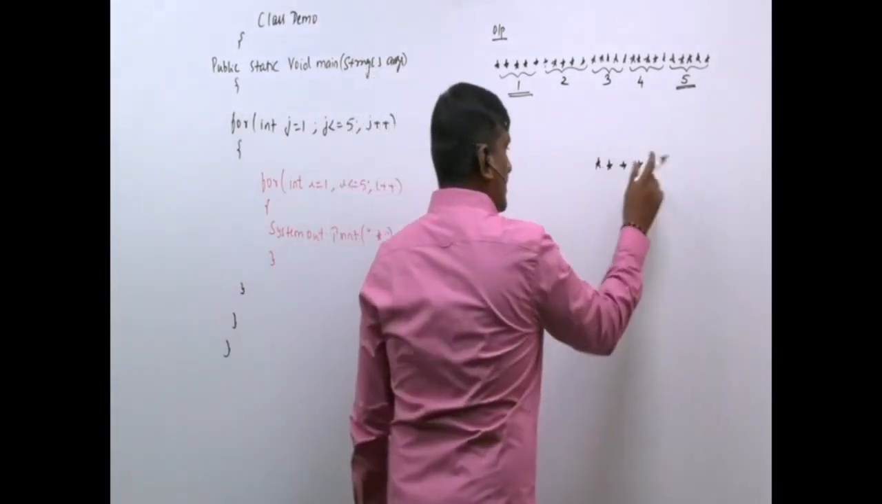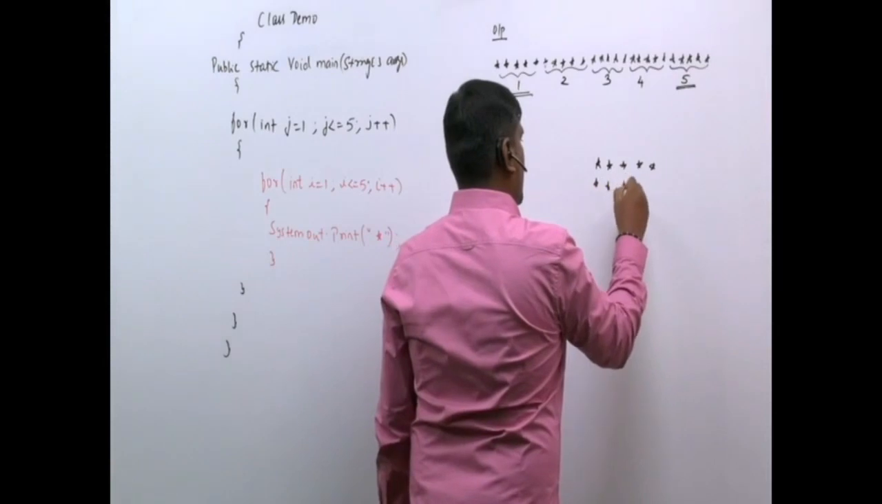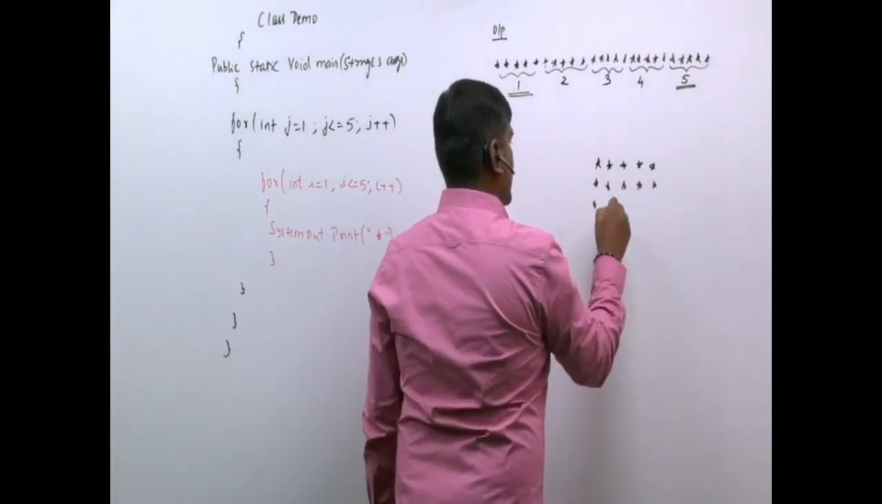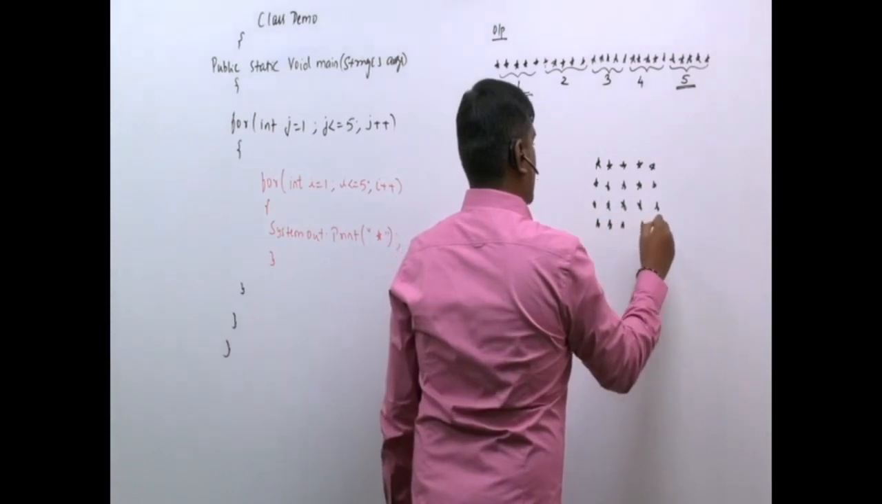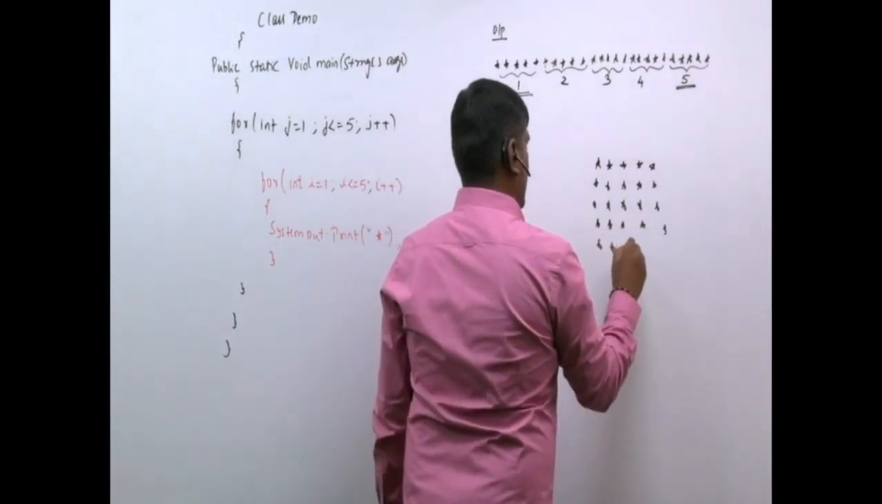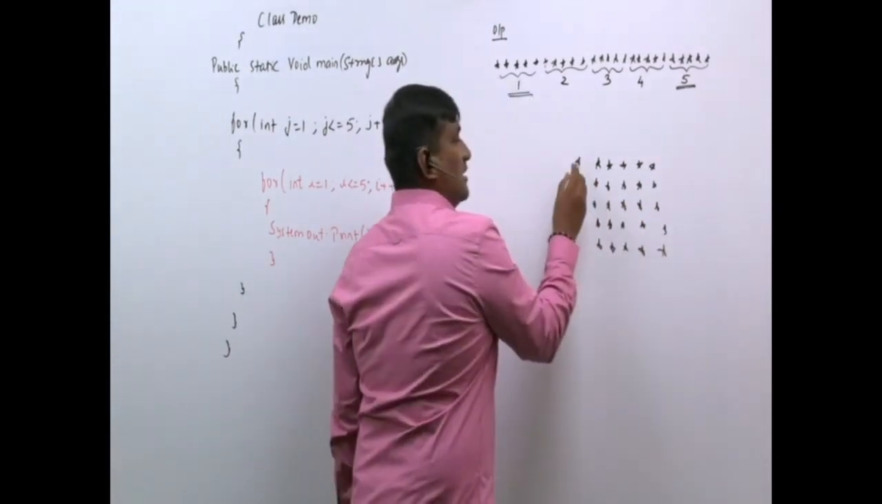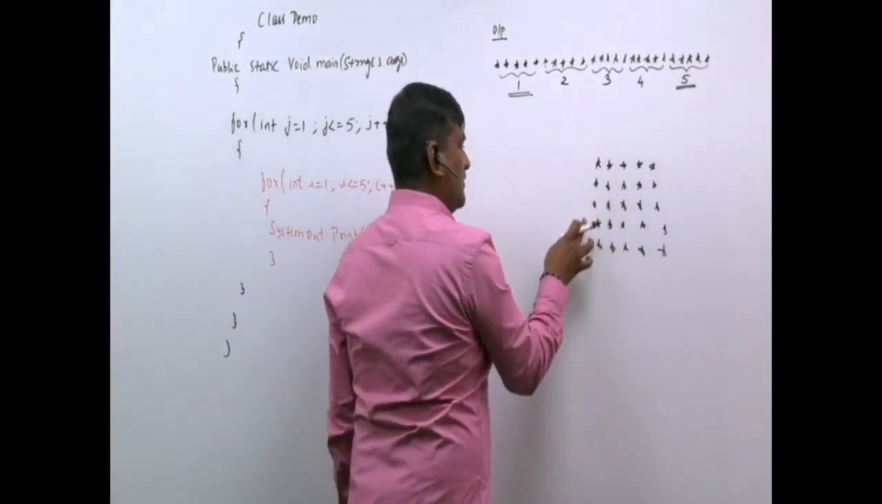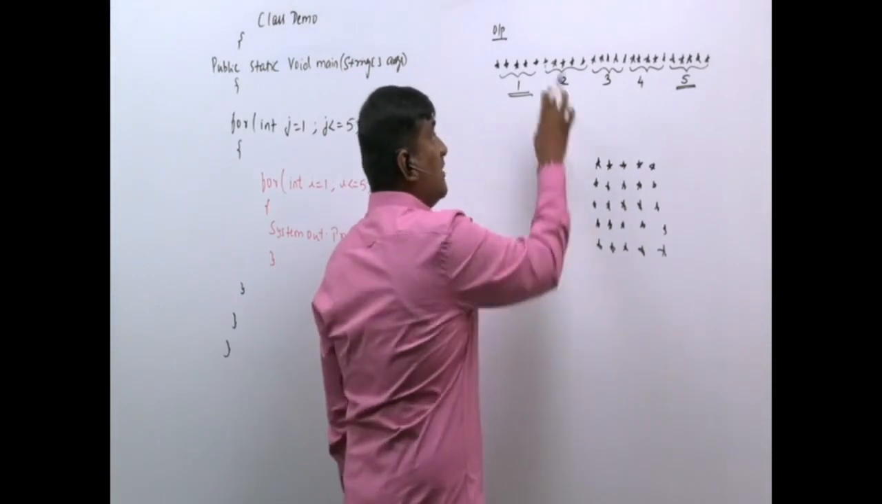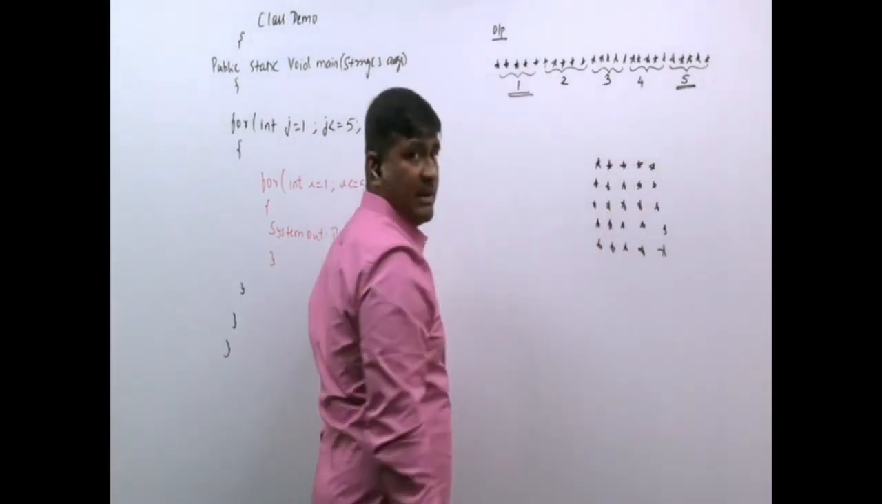So 5 stars, next 5 stars, next 5 stars, next 5 stars, next 5 stars. See here, you should write a program to display 5 stars. How many times? 5 times only. 1, 2, 3, 4, 5 times. But instead of in the same row, I have displayed them in different rows.